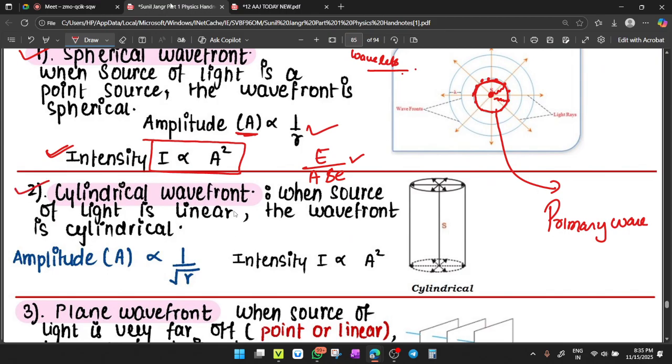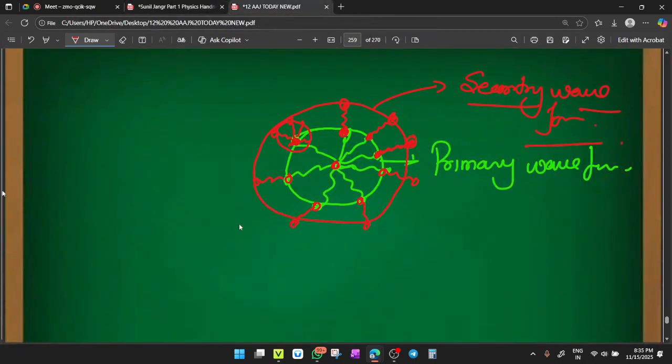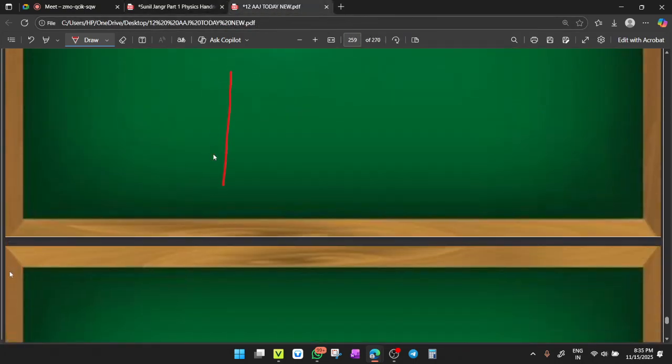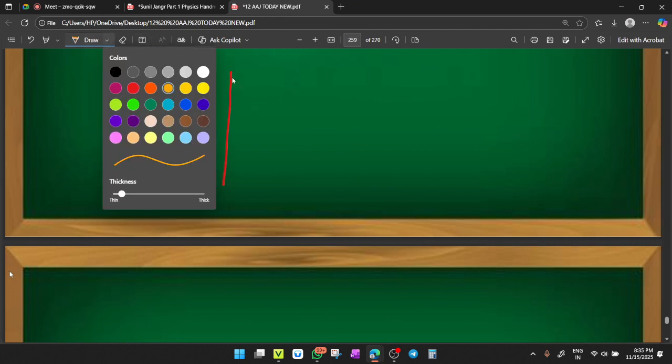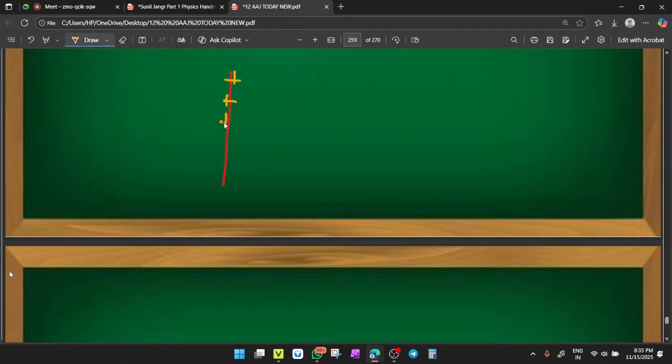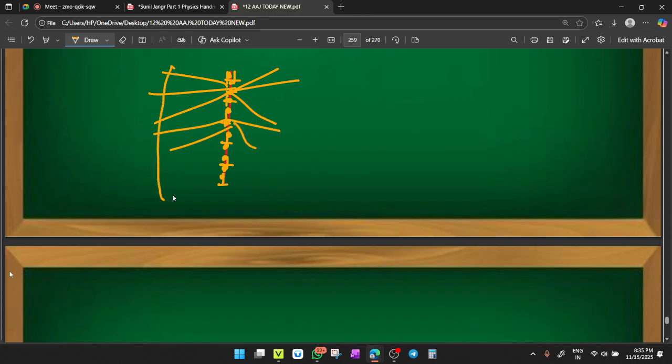Now talking about the cylindrical wavefront, when a source of light is linear, like you have a tube light in your home. Consider, feel it about the tube light in your home. So this tube light has very small sources, you can consider there are small sources of light. Yes or no? And they emit radiations in all possible directions. So if you join the radiations from all possible directions, you will have a cylinder. Say yes or no?